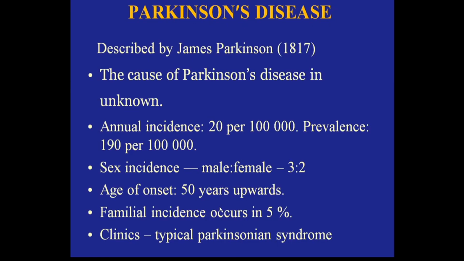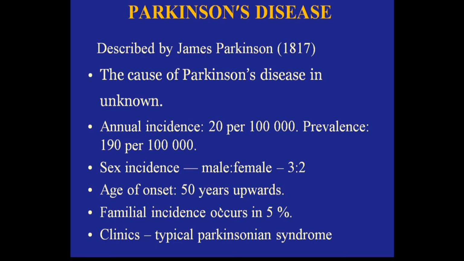Some words about typical Parkinson's disease. Described by James Parkinson in 1817, he published an essay about shaken palsy. In this essay, he described 6 patients with typical Parkinsonian picture, and he was one of these 6. He suffered from this disease, shaken palsy, and after 50 years, famous French neurologist Charcot proposed to name this disease after James Parkinson. So now we say Parkinson's disease.